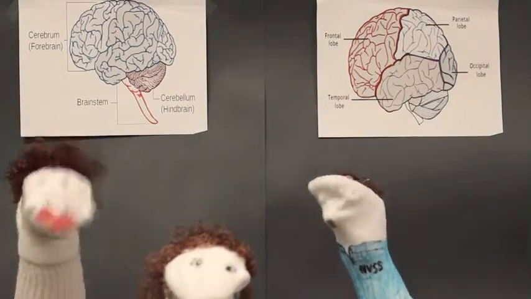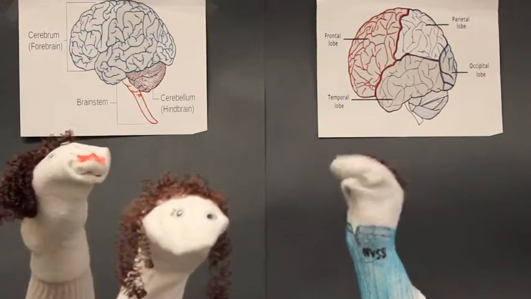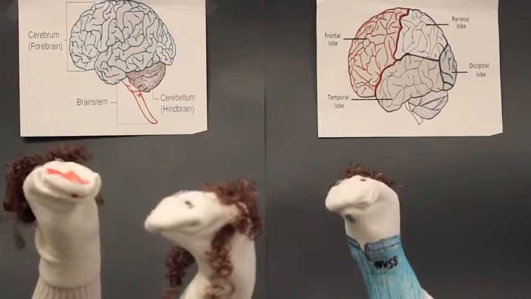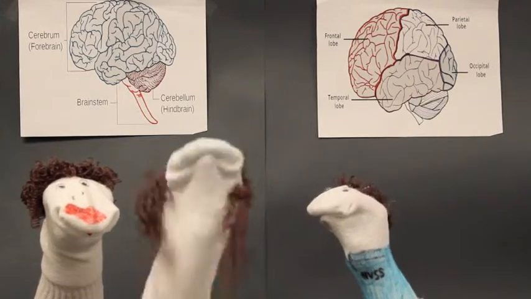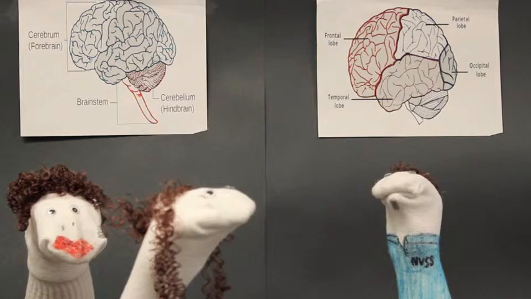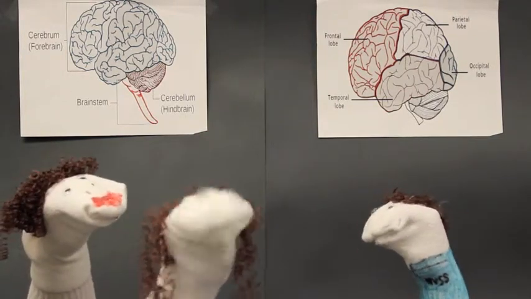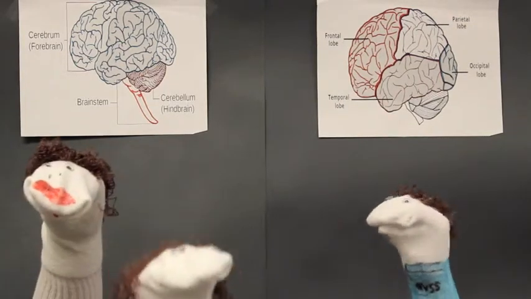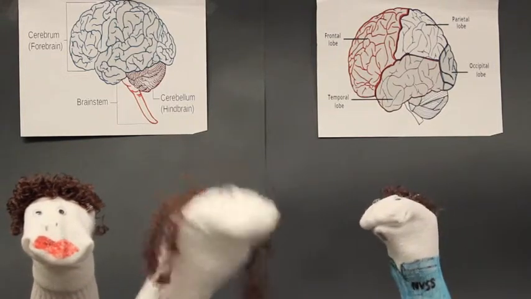Now, let's move on to the four lobes of the brain. Can anybody tell me what these would be? The frontal lobe, the occipital lobe, the temporal lobe, and the parietal lobe. Very good. Now, do you know where the lobes are located? I do. The frontal lobe is at the top in front of the brain. The occipital lobe is at the back of the brain. The temporal lobe is at the temples of your head. And the parietal lobe is at the top of your brain.